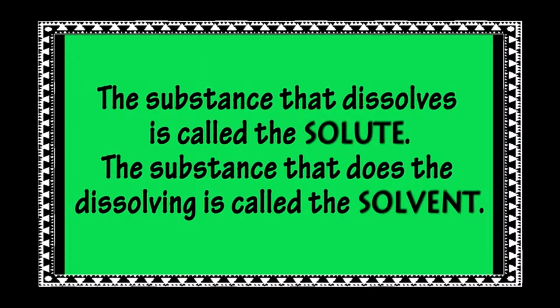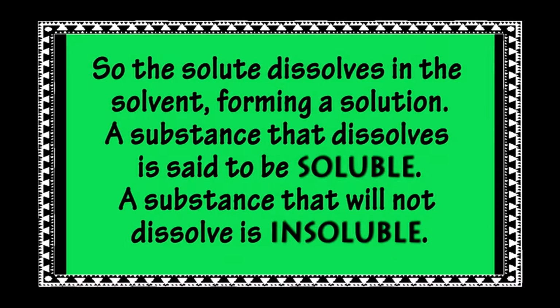The substance that dissolves is called the solute. The substance that does the dissolving is called the solvent. So the solute dissolves in the solvent, forming a solution. A substance that dissolves is said to be soluble. A substance that will not dissolve is insoluble.